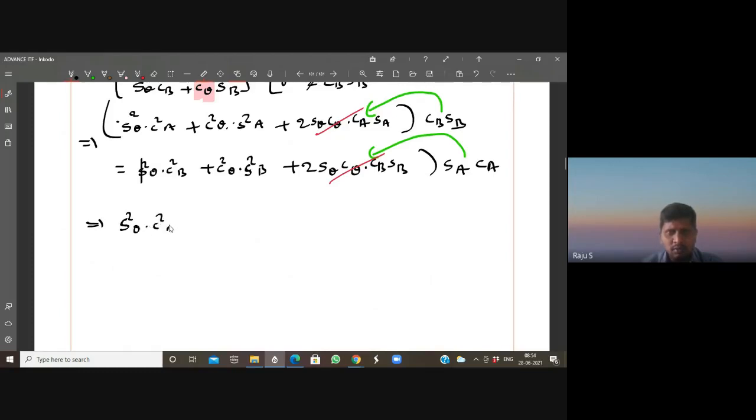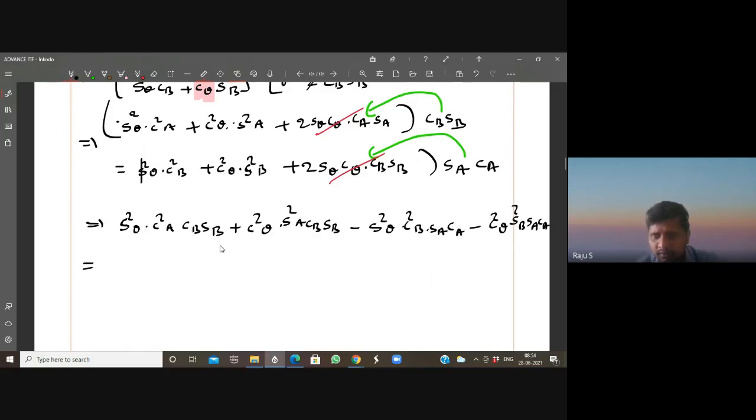Cos square a cos b sine b plus cos square theta sine square a cos b sine b minus, these values also can be taken to the left side. So sine square theta cos square b sine a cos a minus cos square theta sine square b sine a cos a. Okay, students. Now what to do here?